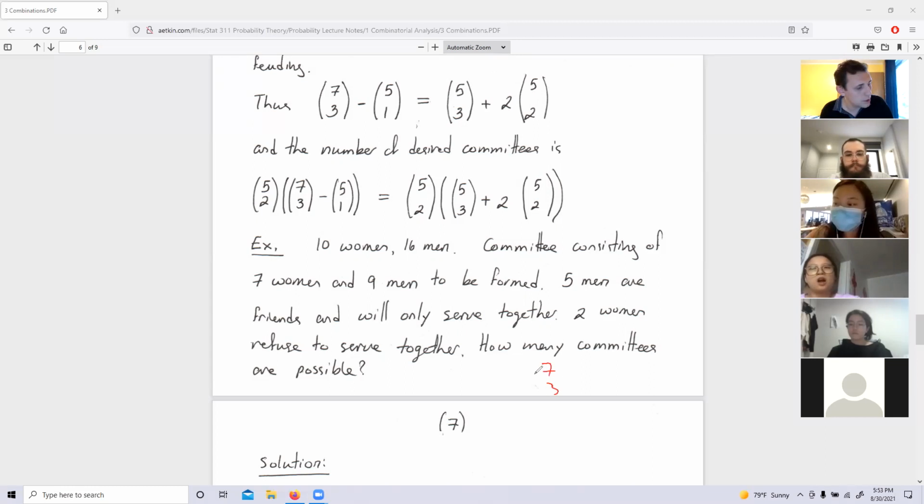7 choose 3 can be written as 7C3, for instance, if you write it this way, like in the calculator. Good.